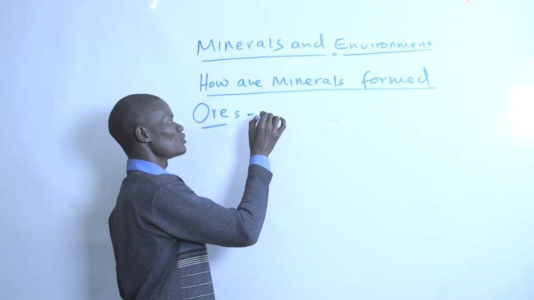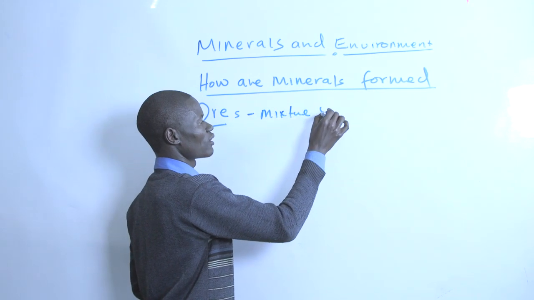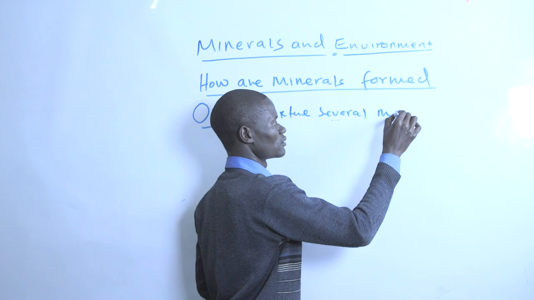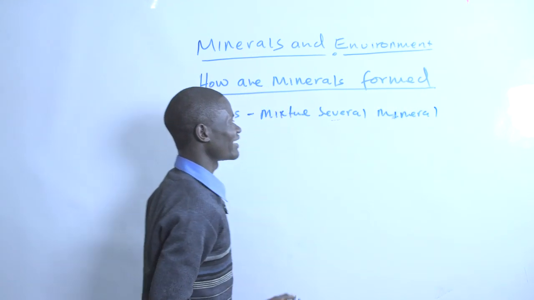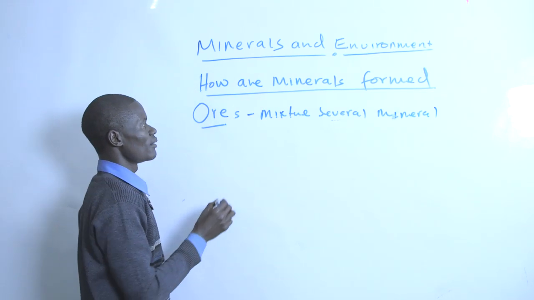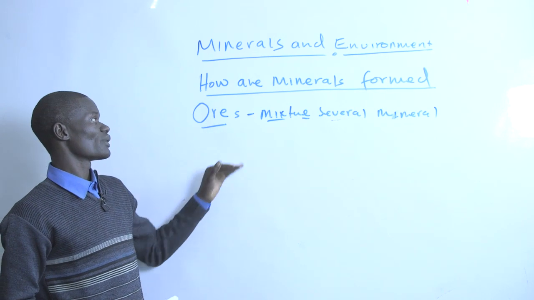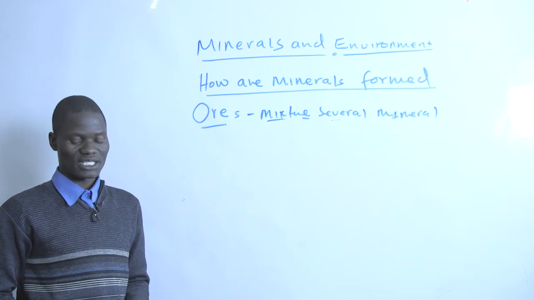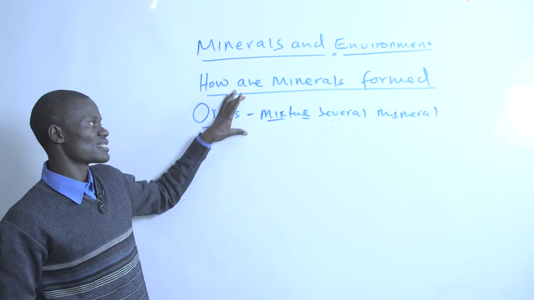It can bear a mixture of several minerals occurring together in a clump. But when they are refined, that means we have removed some impurities. Then we'll be able to see how it is formed. But now in its natural state, it is in ore.